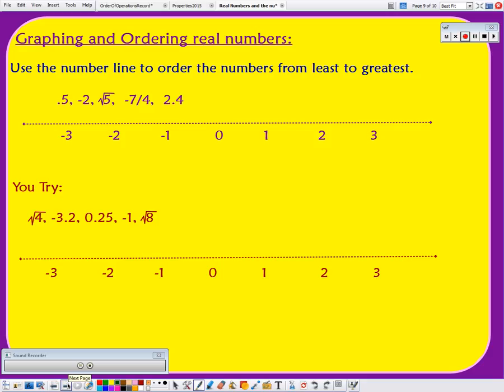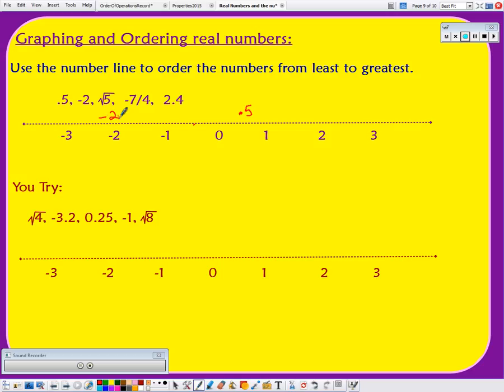Why did I do that? It's because we need to know how to order these numbers. On a number line, we need to be able to put them in their place. So 0.5 is relatively easy. 0.5 goes somewhere between 0 and 1. So 0.5. Negative 2, obviously, is at negative 2.